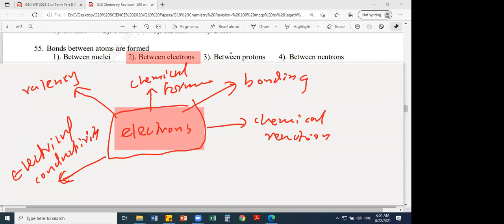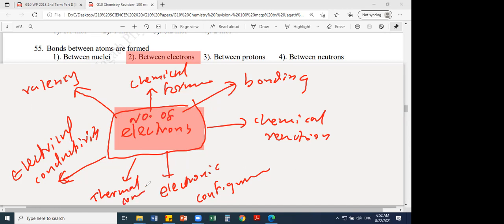You need the electrons to write the electronic configuration. You don't write proton configuration or neutron configuration, only electronic configuration. See the importance of knowing the electrons. When you know the number of electrons in an atom, it is important for all this: for bonding, for the electronic configuration, for the formula, for valency, for electrical conductivity. Not only that, even heat conductivity. You might not believe this sometimes. Thermal conductivity, not only electrical, electrons are important for thermal conductivity also.